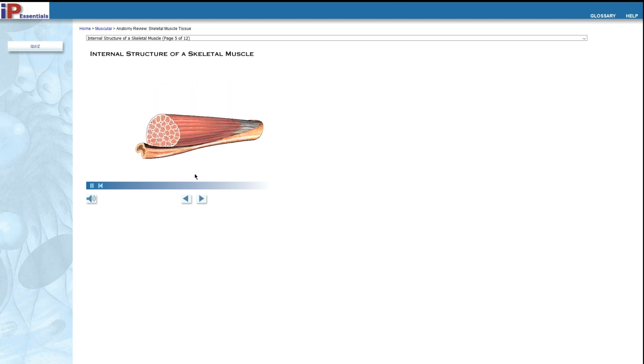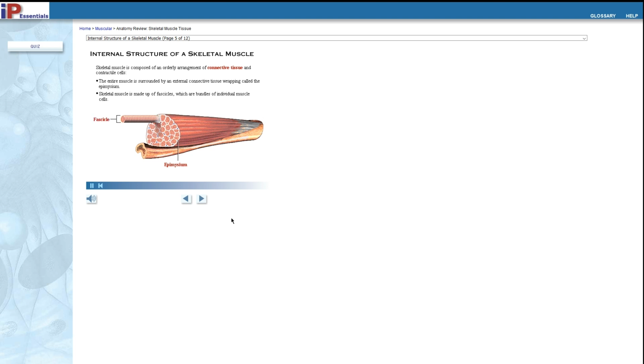Let's look at the internal structure of a skeletal muscle. A typical skeletal muscle is composed of an orderly arrangement of connective tissue and contractile cells. The entire muscle is surrounded by an external connective tissue wrapping called the epimysium. The skeletal muscle itself is made up of fascicles, which are bundles of individual muscle cells.